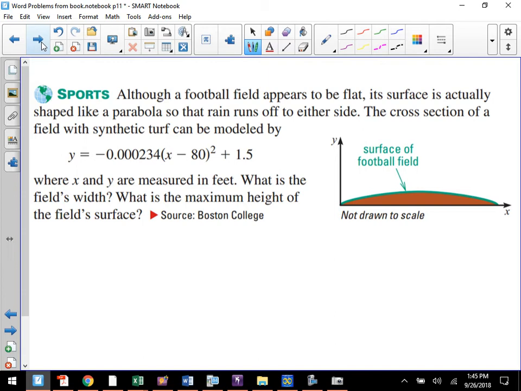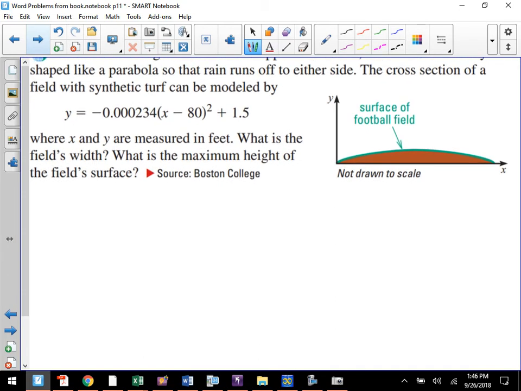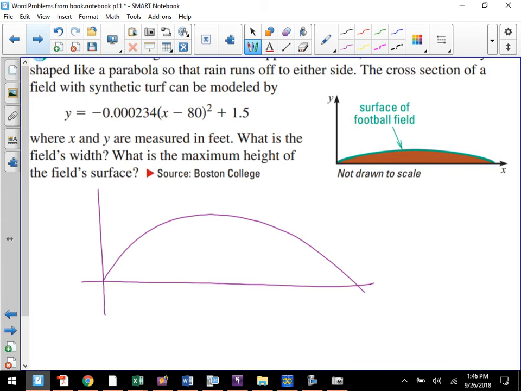And if you think about when you're looking at this problem, just the format of it, what format is this problem giving us? What equation is it given? It's vertex form, right? So it's saying that the actual field is shaped like a parabola. This is measured in feet, okay? So if you're in vertex form, let's draw this a little bit larger. What's the vertex there? 80 and 1.5.